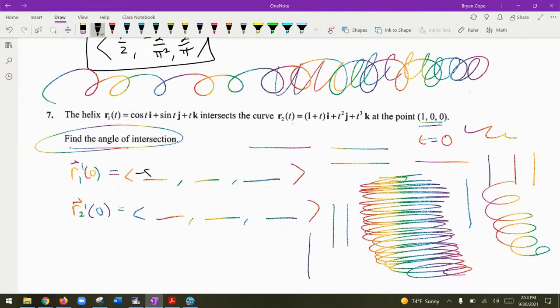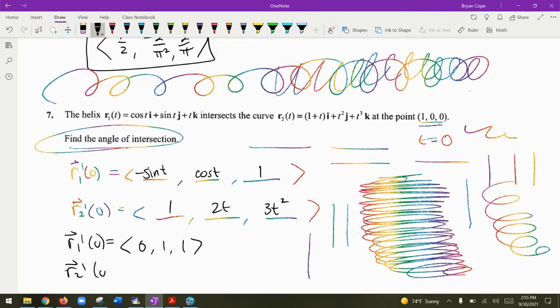Okay, so this is negative sine t, cosine t, and 1. And then 1, 2t, and 3t squared. Okay, evaluate this at 0. R1 prime at 0 is 0, 1, 1, right? And R2 prime at 0 is 1, 0, 0.